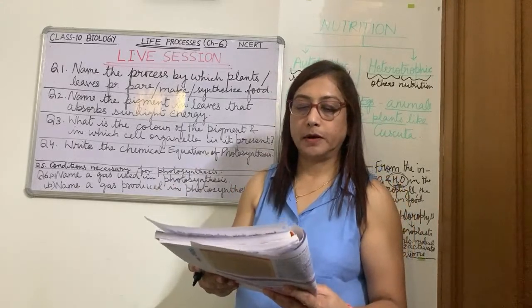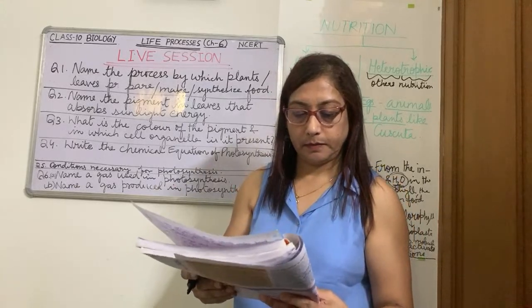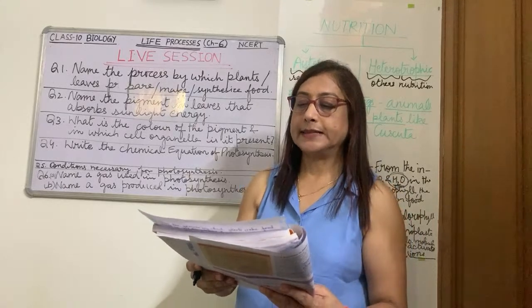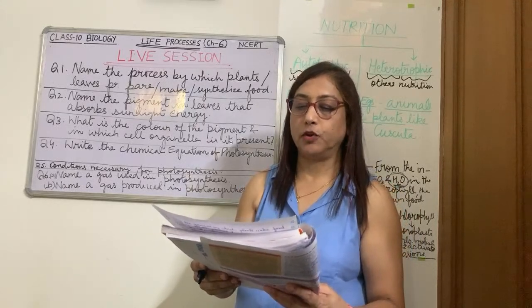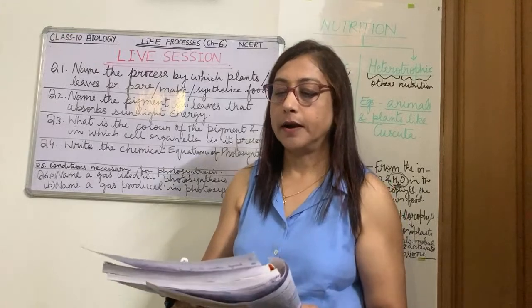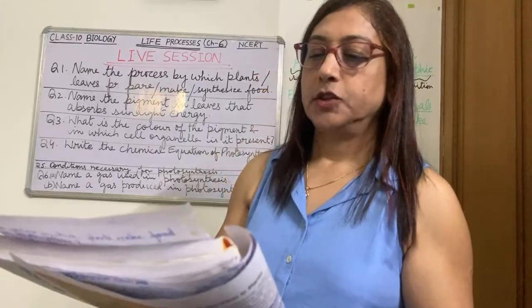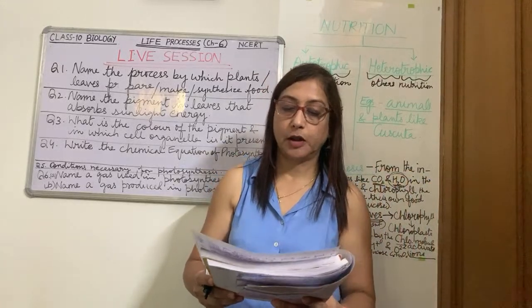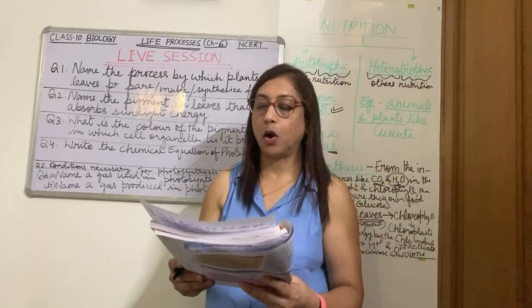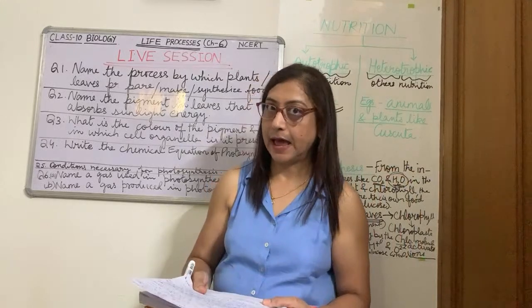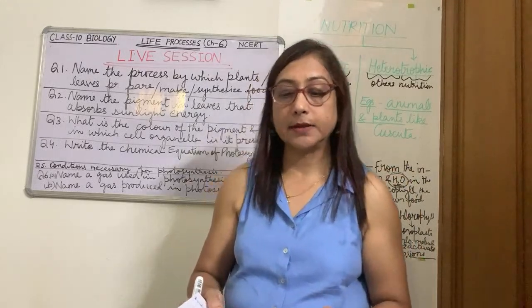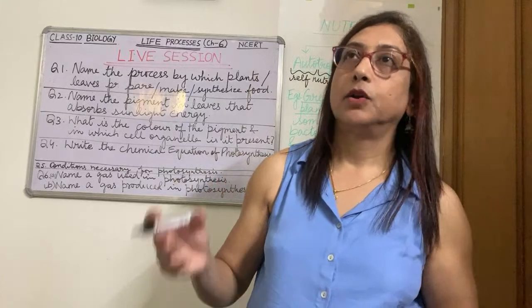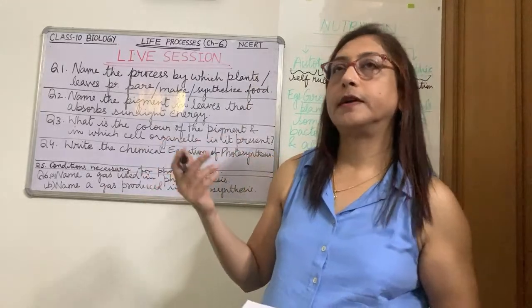Now question number 7. What are the necessary conditions for autotrophic nutrition and what are its byproducts? Children, you know the conditions necessary for autotrophic nutrition are carbon dioxide, water, chlorophyll and sunlight. And what are the byproducts? The byproducts are glucose, water and oxygen.